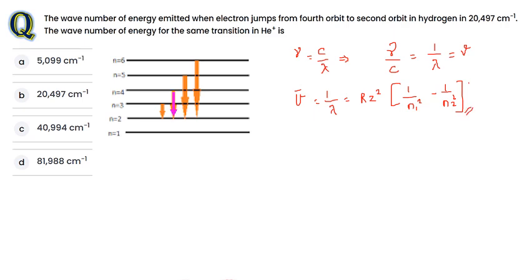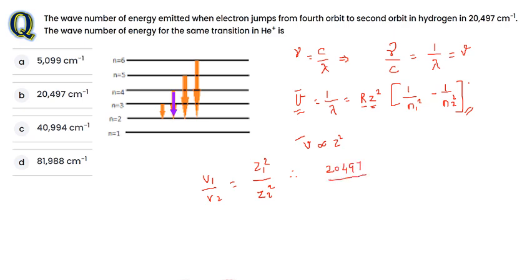The only variation here is the wave number and the atomic number, because the hydrogen atomic number is different from the helium atomic number. So from this, v dash is proportional to Z square. Similar concept I just mentioned here. V1 divided by V2, that is the wave number for hydrogen to helium, will be equal to Z1 square divided by Z2 square.